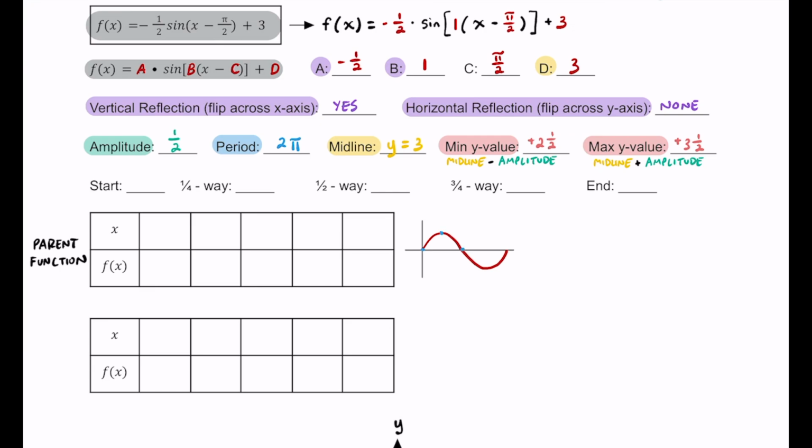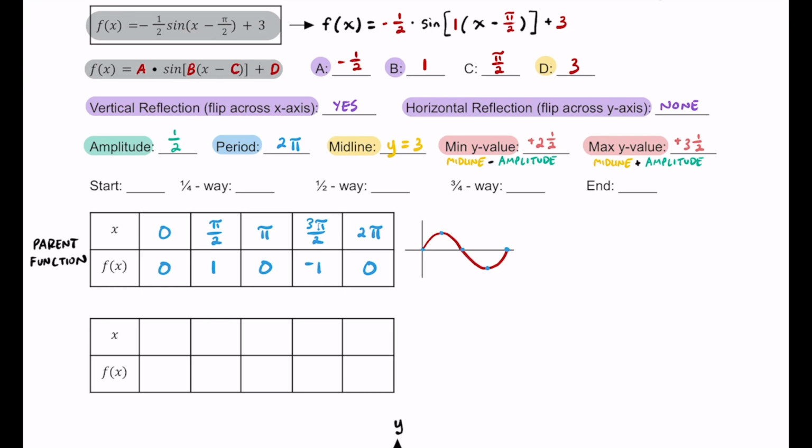At pi, it's on the x-axis. At 3 pi over 2, it's down here at -1. And then at 2 pi, it's back along the x-axis. Hopefully this is a review, but the x values for the parent function are going to be 0, pi over 2, pi, 3 pi over 2, and then 2 pi. And then for the f of x values, or the y values, it's going to start at 0. It's going to go up to positive 1, back to 0, down to -1, and back to 0.